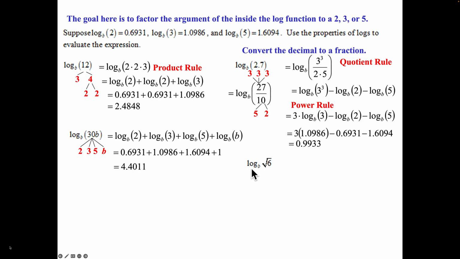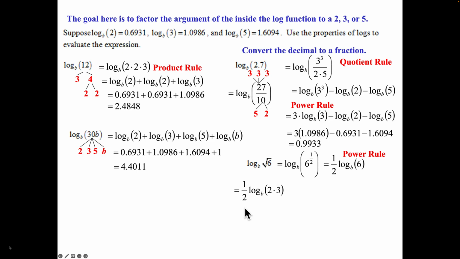All right, this one is kind of a trick question. Log base b of the square root of 6. First things first, we don't want the square root symbol. Root of 2, power of 1, rewrite it with a fractional exponent, and then we'll use the power rule like we did with the exponent 3 here. Move it out to the front, being multiplied to your log. Now break down your 6 to 2 times 3.